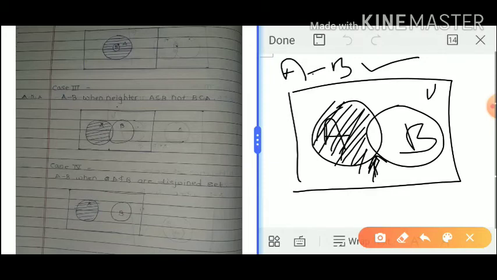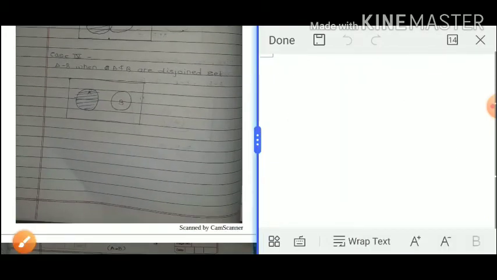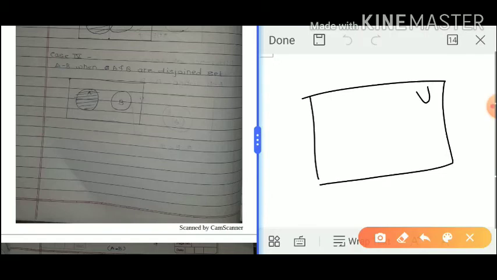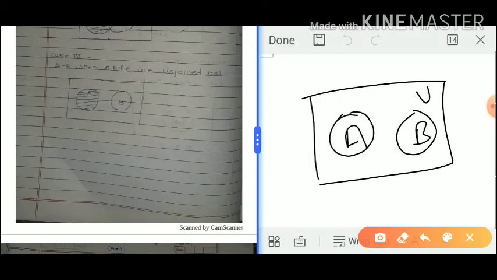Okay. Next, case 4, A minus B when A and B are disjoint sets. Here there are totally different elements in the two sets. Okay, so this is the universal set rectangle. To draw a rectangle, this is the A set, this is the B set. Okay, disjoint sets. These are the two disjoint sets. A minus B means all the elements of A but not in B. We consider all the elements of A which are not in B. So this shaded region is the answer for the given statement.